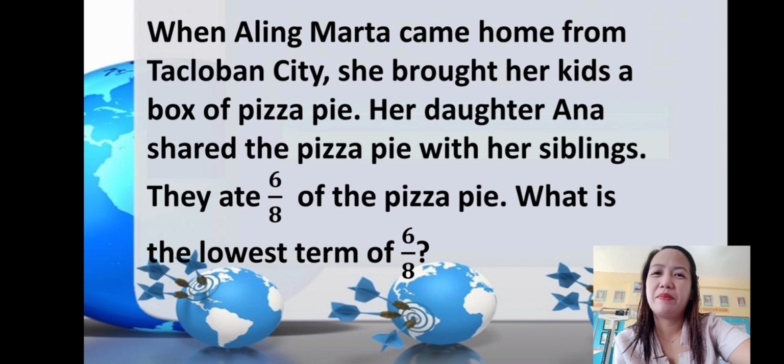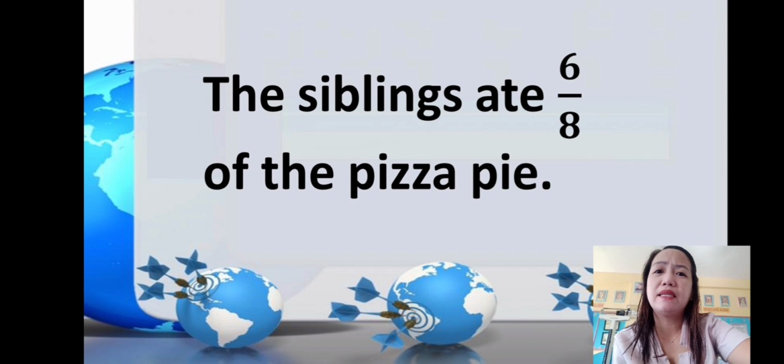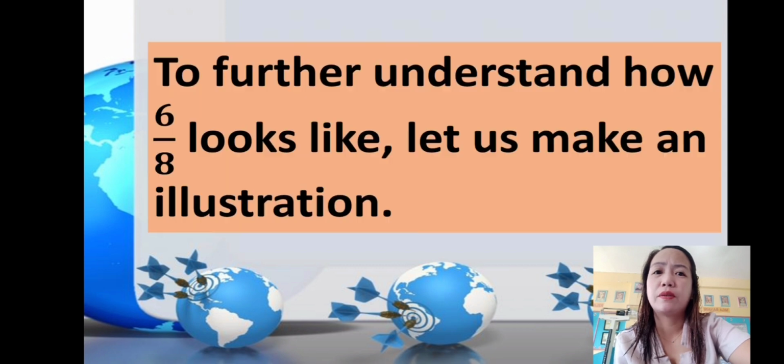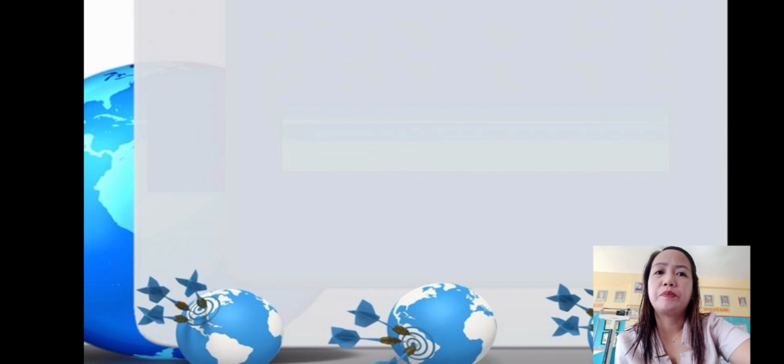Basahin natin ang problem na ito. When Aling Marta came home from Tacloban City, she brought her kids a box of pizza pie. Her daughter Anna shared the pizza pie with her siblings. They ate 6/8 of the pizza pie. What is the lowest term of 6/8? So the siblings in the problem ate 6/8 of the pizza pie. How do we reduce 6/8 to lowest terms? To further understand how 6/8 looks like, let us make an illustration.